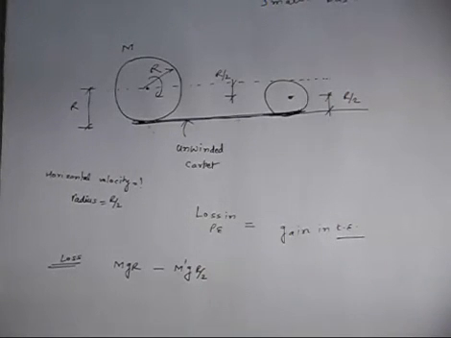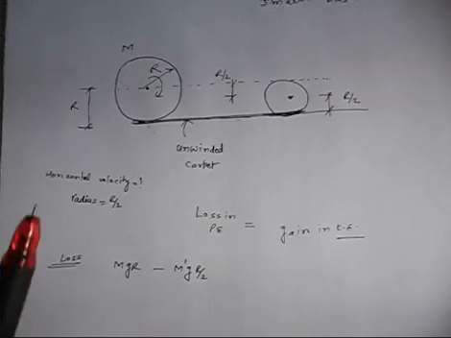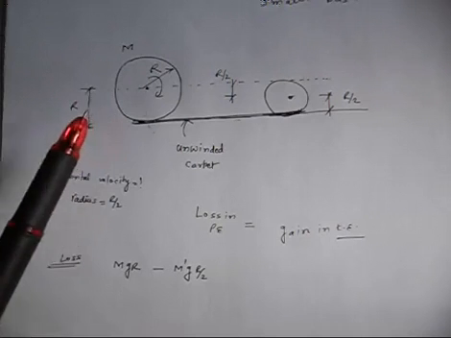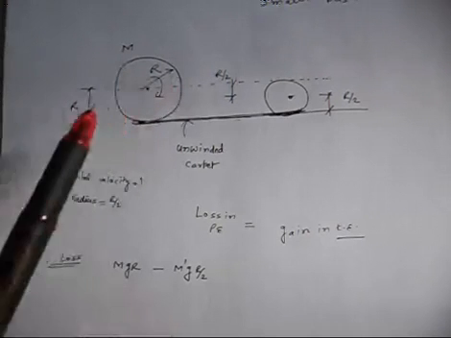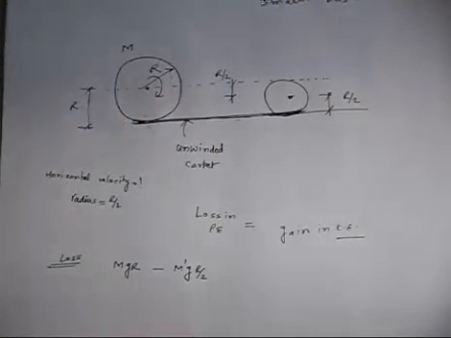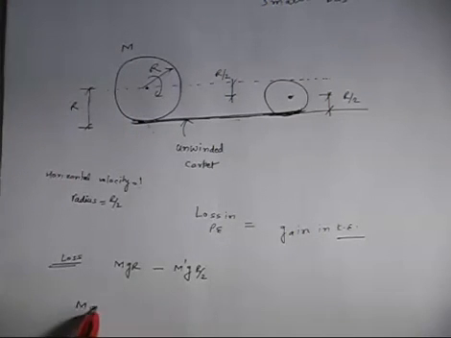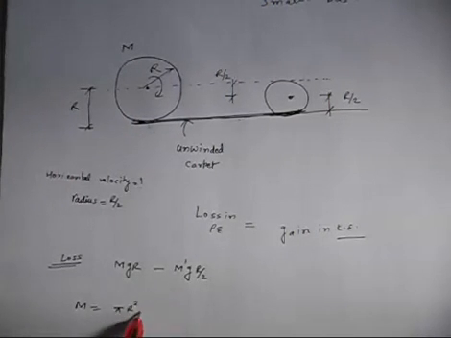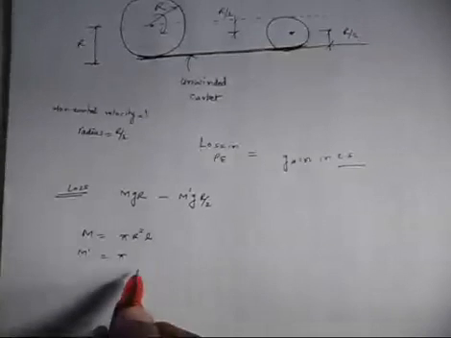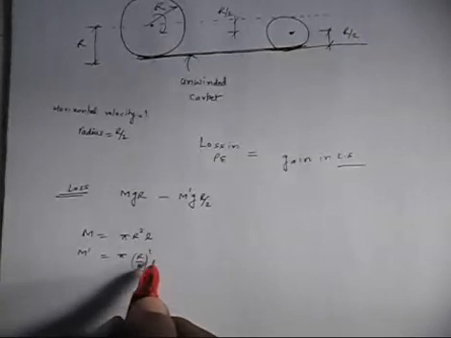Now we have to find m dash. I can clearly say mass is proportional to the volume, pi r square into the length of the carpet, that is L. So I can say m is equal to pi r square into L. M dash is equal to pi into r by 2 whole square into L.